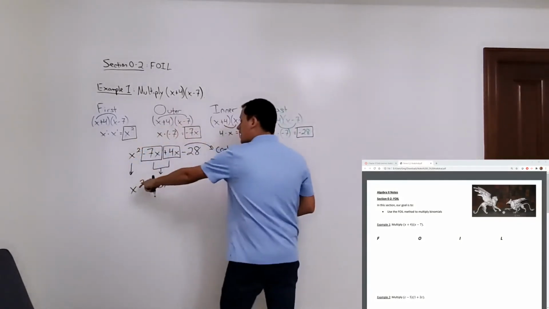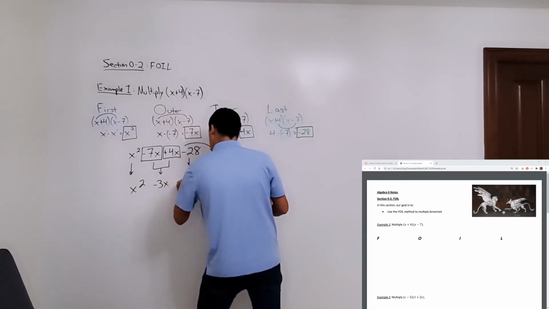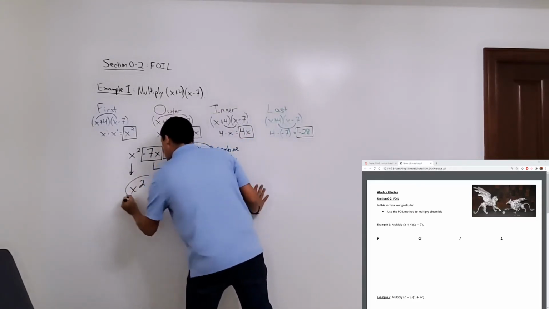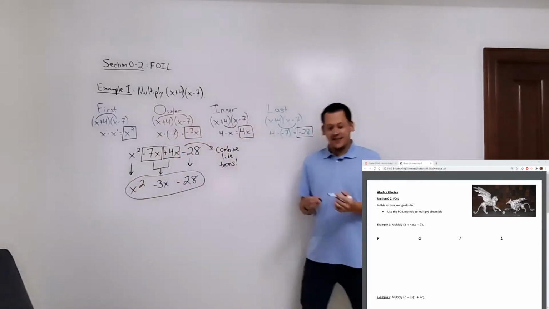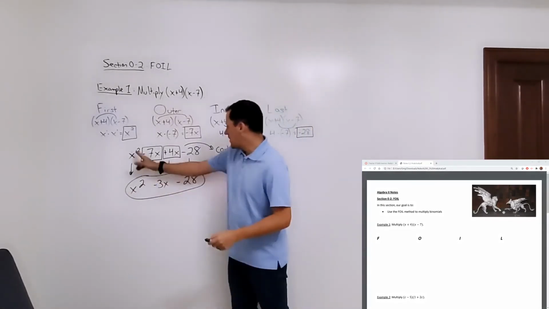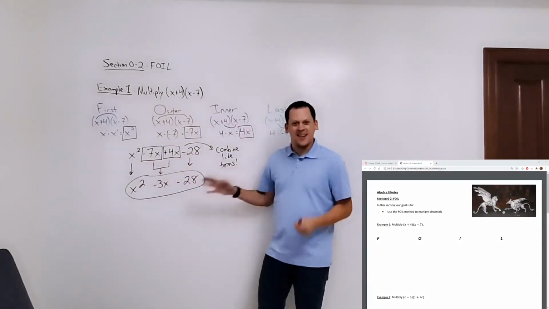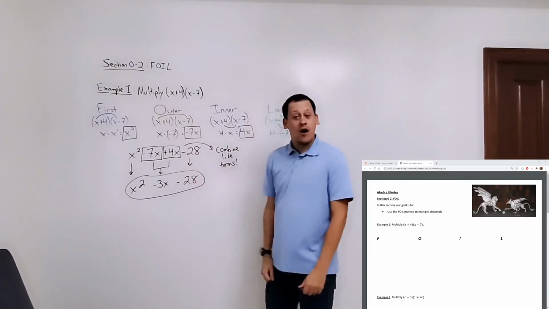So we have x squared minus 3x minus 28. And that's our answer. Okay. It doesn't have to be all weirdly spaced like this. I just wanted to make sure these went pretty much straight down. You can make it look all nice and neat as your answer. But that's how it works.